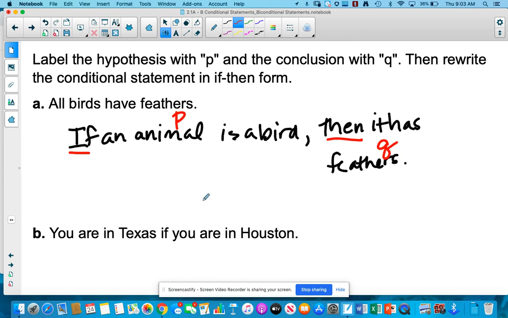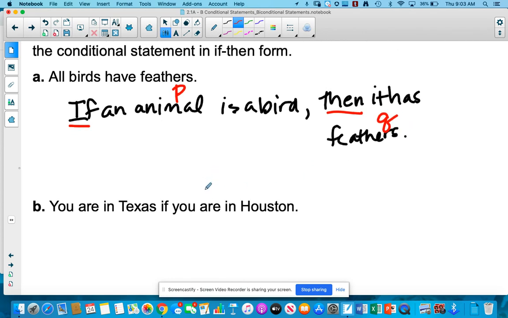All right, let's look at the second one. You are in Texas if you are in Houston. So we could say, if you are in Houston, then you are in Texas. So if P, then Q.